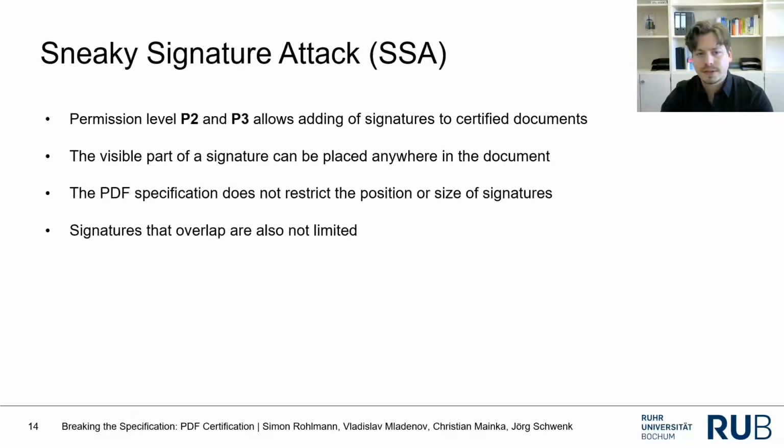The sneaky signature attack is possible on level P2 and P3 because this level allows adding a signature to a certified document. The visible part of the signature can be placed anywhere in the document, and the PDF specification does not restrict the position or size of the signature, and signatures can also overlap each other.